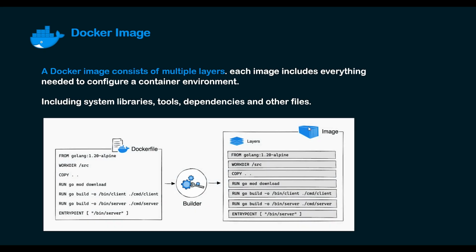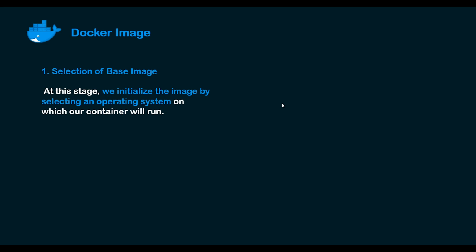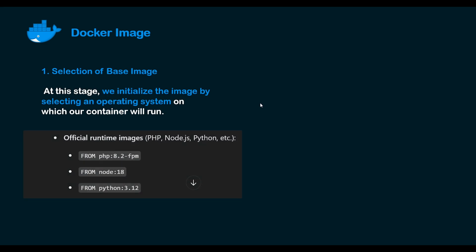Now, if we take a look at this image right here, you can see we have a Docker image and it has some layers. I'm going to walk you through all the layers of an image in order to understand what exactly an image is. The first step is the selection of the base image, where we need to specify an operating system that our Docker container is going to run on. In order to specify the image we're going to work with, we use the FROM command and then pass the name of the image.